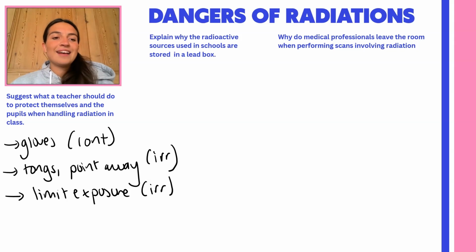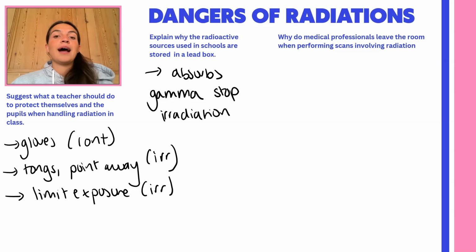Okay. Next, explain why radioactive sources used in schools are stored in a lead box. We know that lead is good at absorbing radiation and even has the ability to absorb some gamma radiation, depending on the thickness of the lead. So that's why we'd store it in a lead box, again, to stop any kind of irradiation.